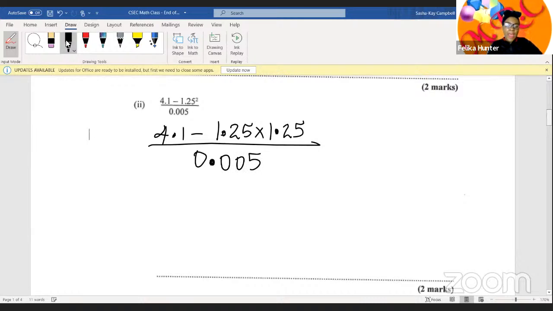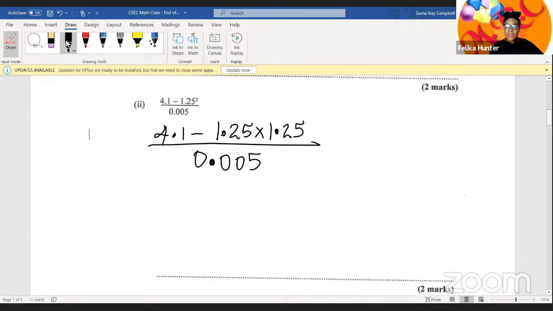0.005. And you can go to the calculator and put the entire numerator in your calculator. So you can press 4.1 minus 1.25 times 1.25.